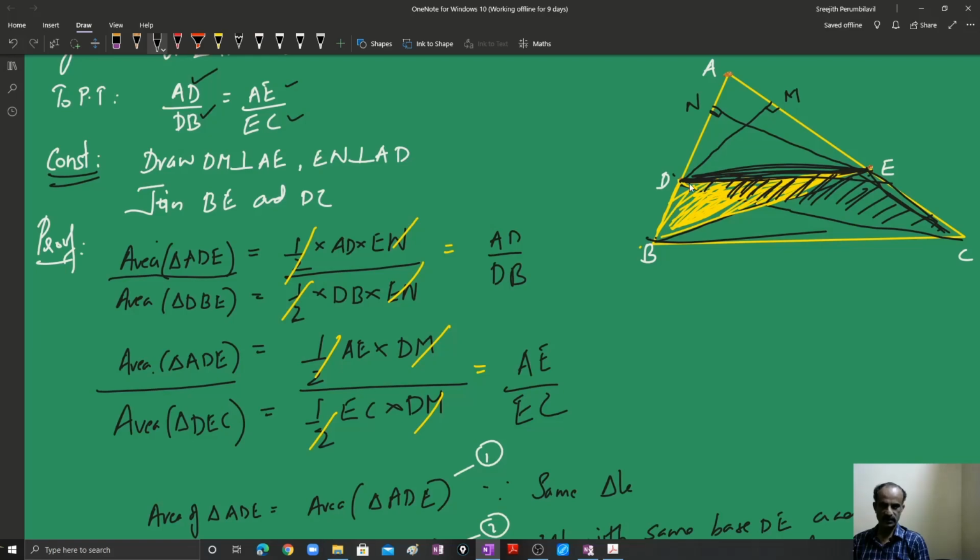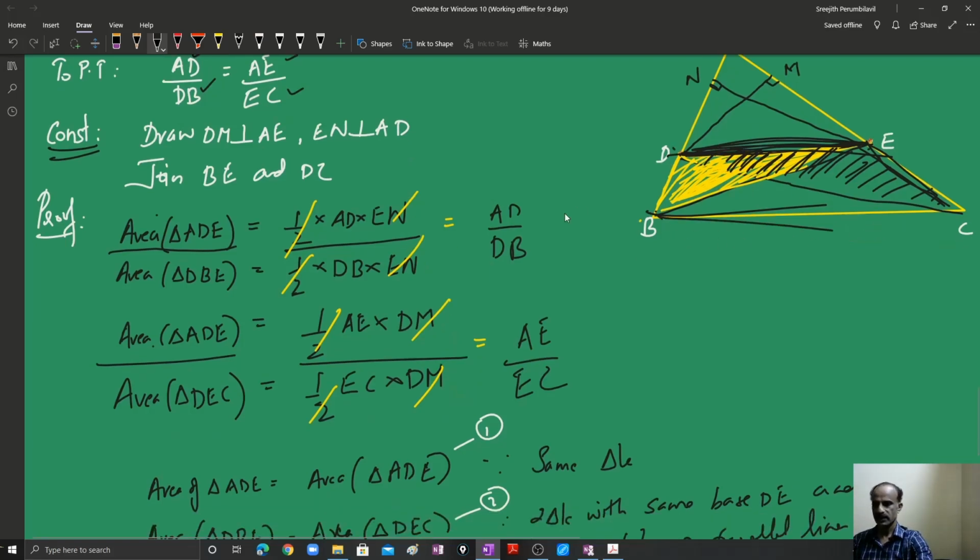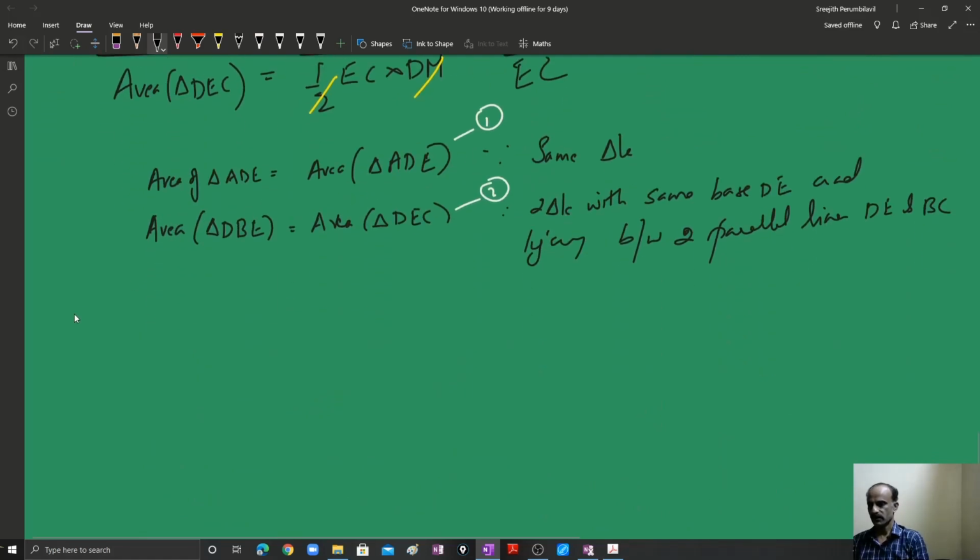Which is that base? DE, and lying between two parallels. Which are the parallels? DE and BC. So their areas are equal. Now I am going to divide 1 by 2. What happens? These two are equal, and these two are equal. That is, 3 is equal to x and 4 is equal to y.